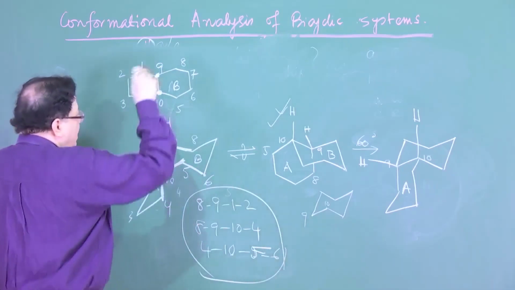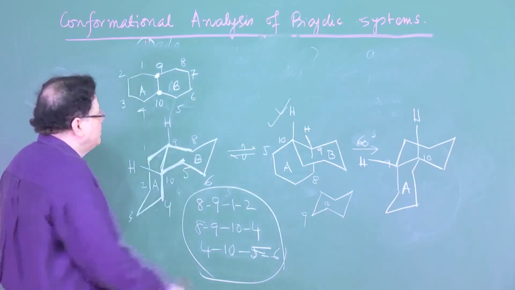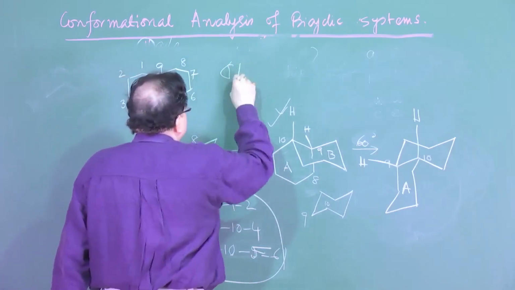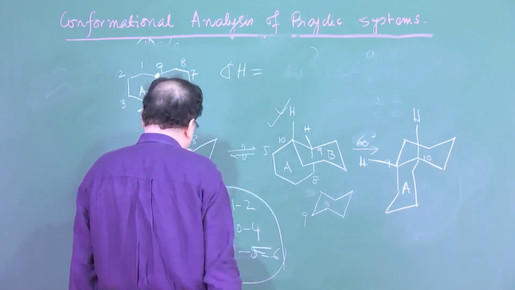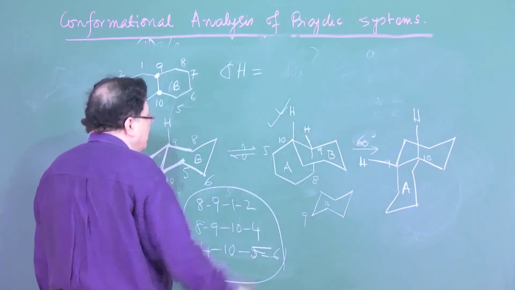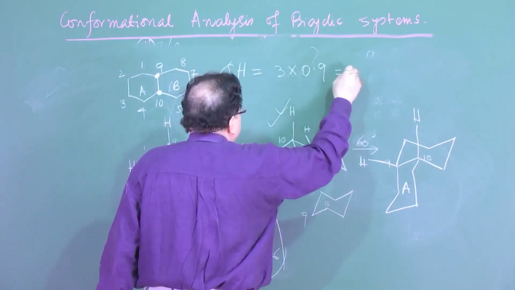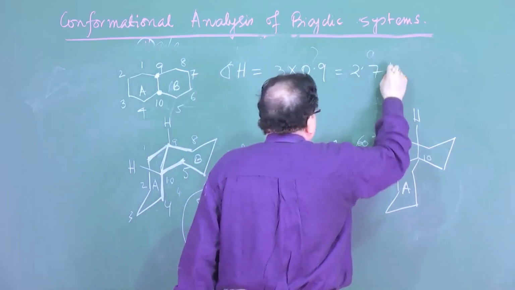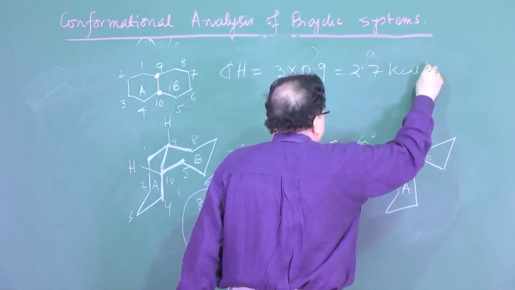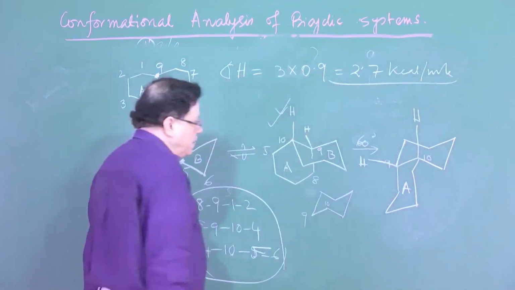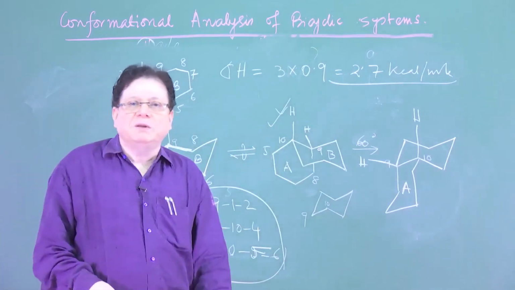So, the energy difference between these two will be equal to 3 times 0.9 kilocalorie per mole, so 2.7 kilocalorie per mole. Okay, very simple. Now, what about the optical activity and the symmetry properties?